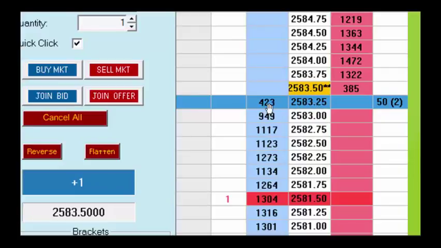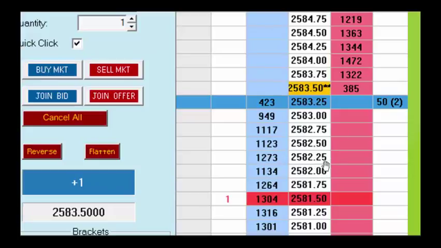Now, if you wanted to buy at the market, it would give you the best available offer. And in this particular case, the best available offer is 25.83 and a half. There are no offers at 25. They're all at a half. So you would literally enter the order, and then you would be long +1 at 25.83 and a half.